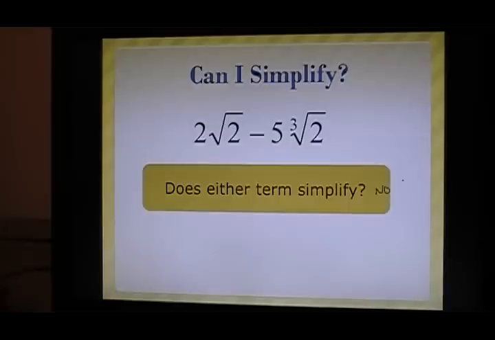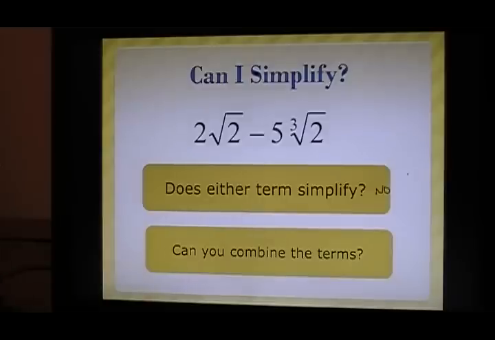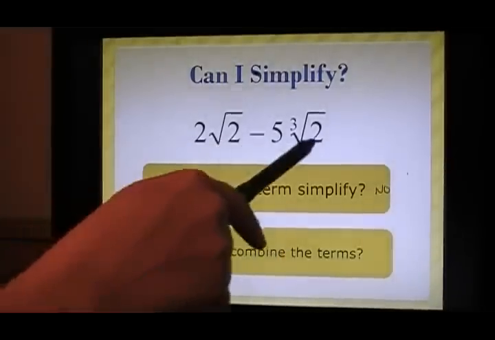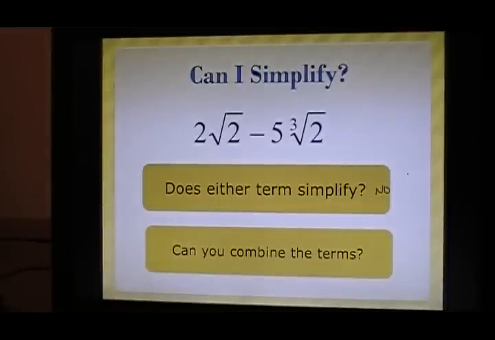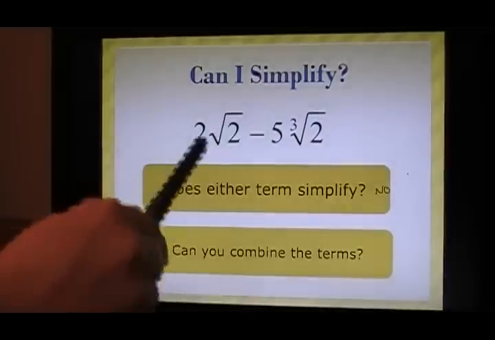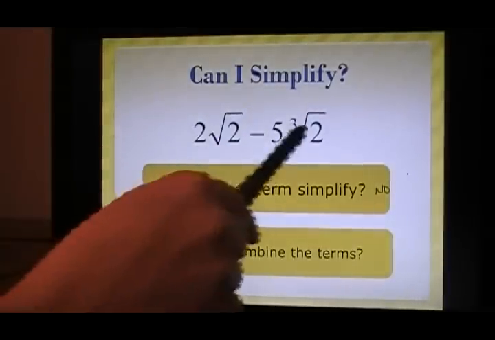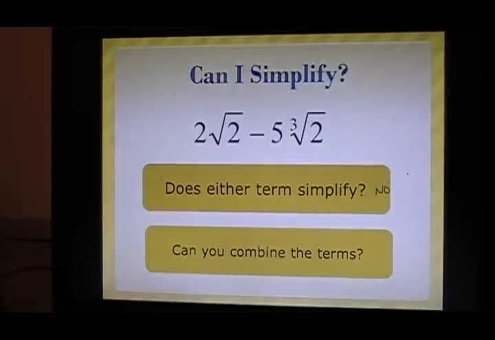And the other consideration when trying to simplify a radical expression with more than one term is, can you combine the terms? To combine would require that both of those terms have exactly the same radical part. This is a square root, this is a cube root. You cannot combine them because they are not the same.